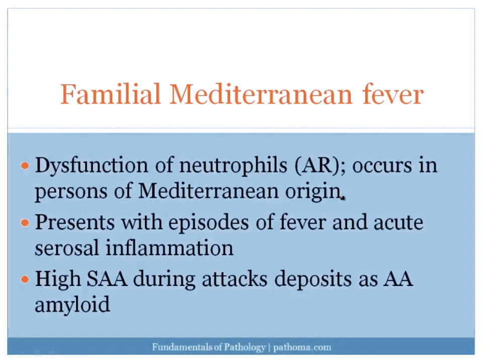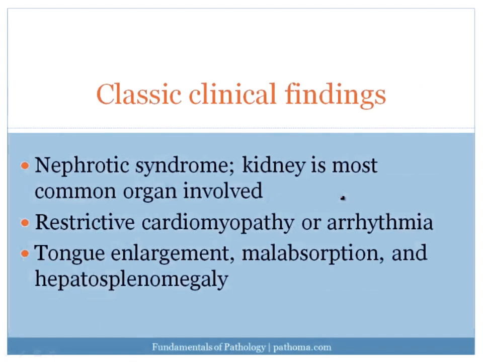Now, what's important for this particular discussion is that when a patient has an attack, there's going to be a lot of inflammation. And a byproduct of that high inflammation will be production of acute phase reactants, and one of those acute phase reactants is SAA. And so if SAA is produced during an attack, that can deposit as AA, which would then obviously be AA amyloid, which can then result in amyloidosis, secondary amyloidosis.